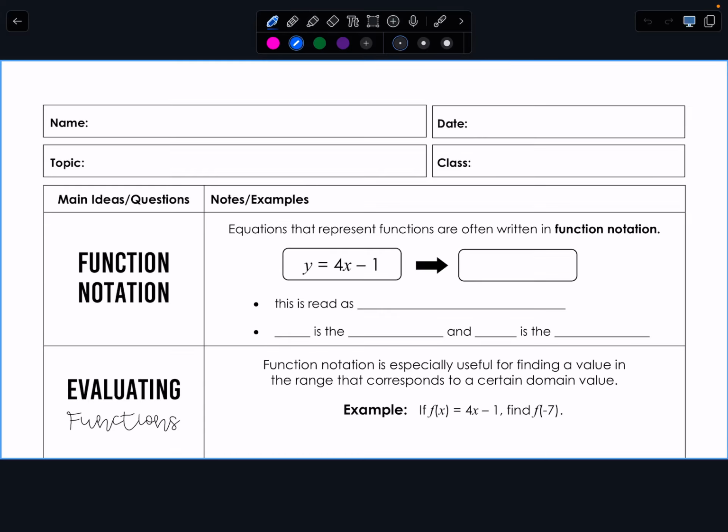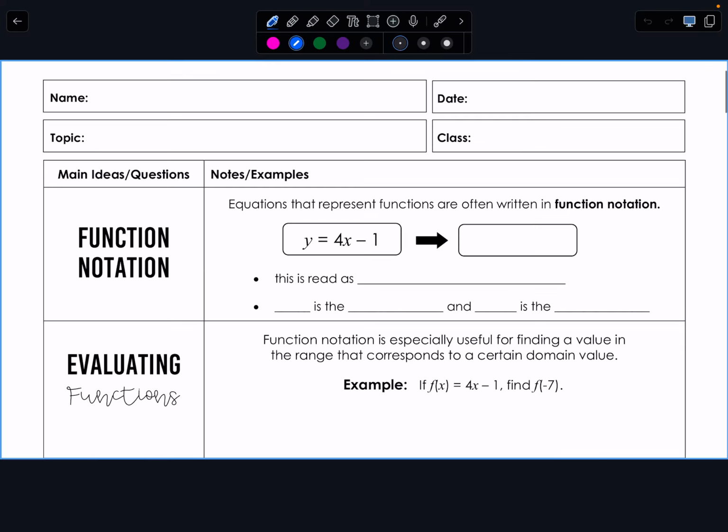So we talked a little bit about this yesterday, which is your function notation, right? I gave you guys an example very similar to this with y equals 4x minus 1. And all we did was change it to function notation. And I said, well, that's f of x is equal to 4x minus 1. So all I did is replace my y by f of x. And the reason why I did that is because it's a function.